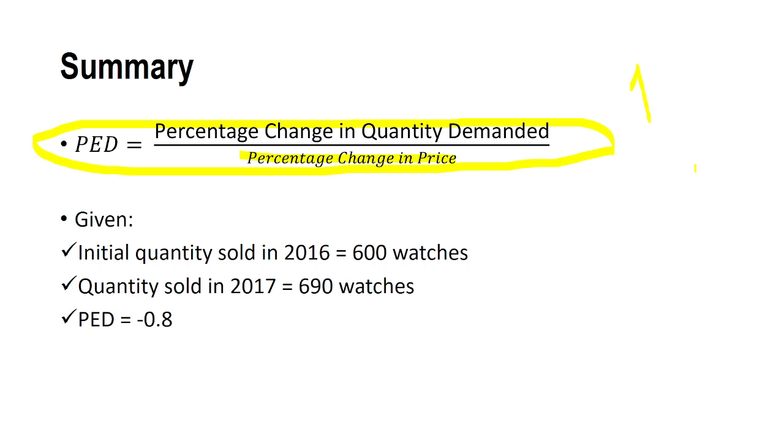So generally, our first steps in dealing with any question of this type are, first, understand which formula we should use, and second, extract the original information from the question. Now we know that we need to use the price elasticity of demand formula, and the information we extracted from the question is the initial quantity sold in 2016, the quantity sold in 2017, and the price elasticity of demand, which equal respectively 600 watches, 690 watches, and minus 0.8.